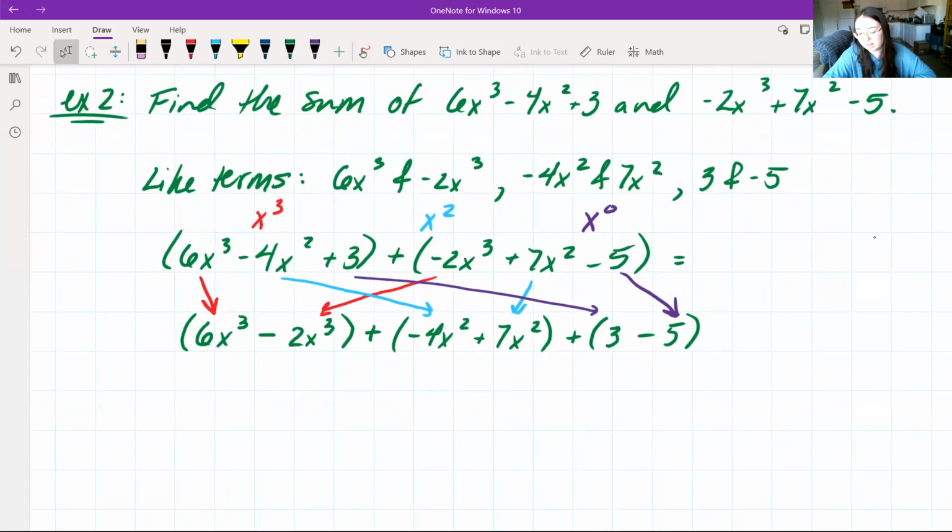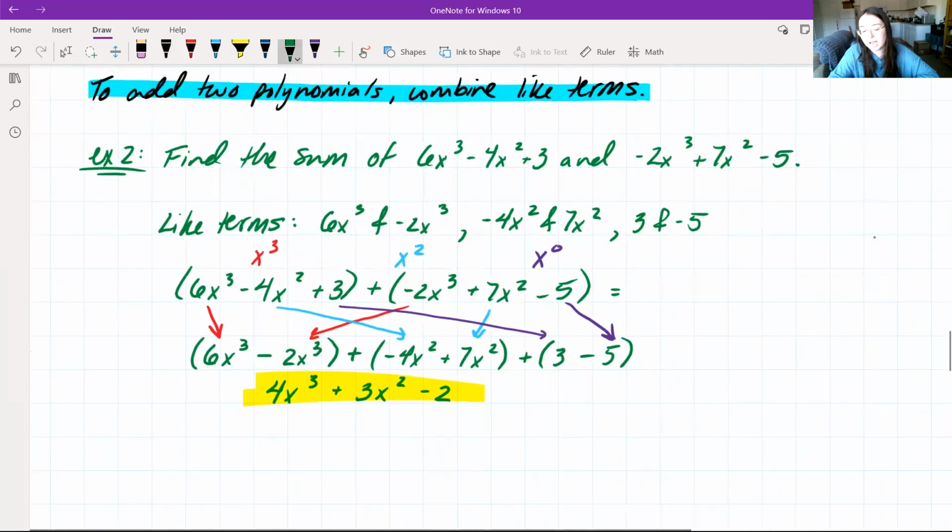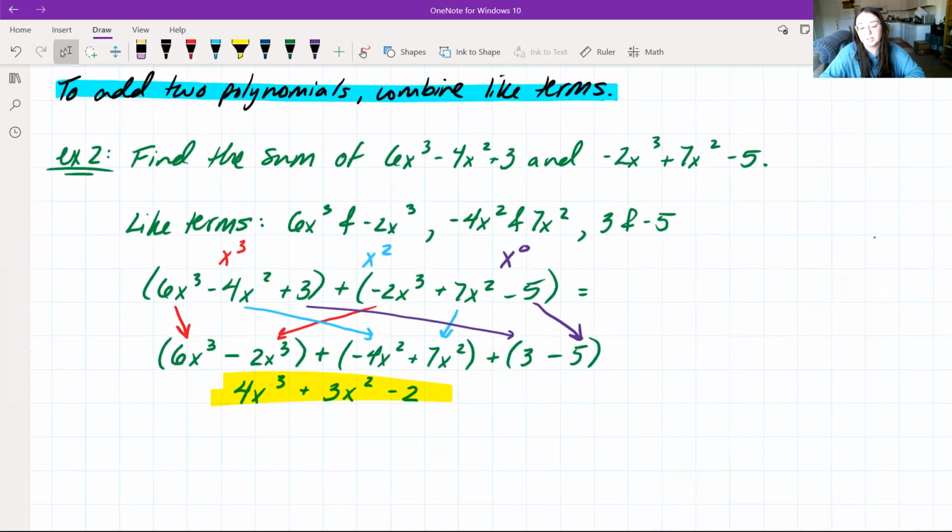But now we've grouped together all of our like terms, and we can go ahead and use our operations to solve. So 6x cubed minus 2x cubed, this is going to give us 4x cubed plus -4x squared plus 7x squared is going to give us a 3x squared. And 3 minus 5 is going to give us -2. And there we have it. So when we want to add polynomials, we just identify our like terms. We can regroup them if you would like, and then we just go ahead and we add them together.